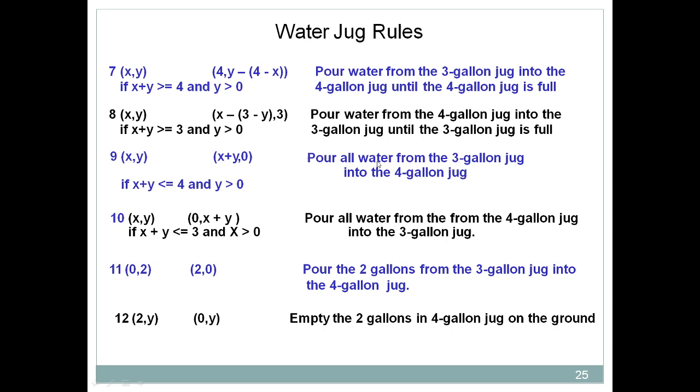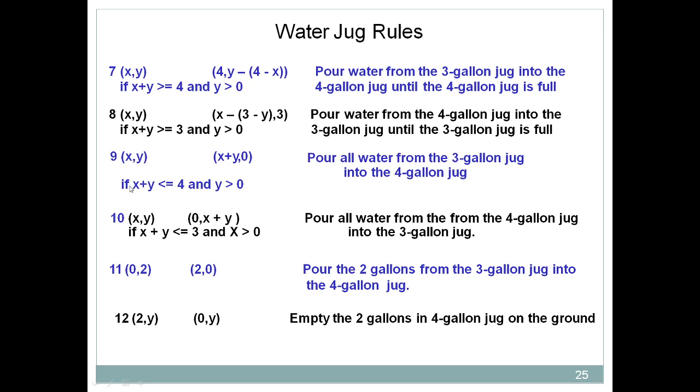Pour all water from the 3 gallon jug to the 4 gallon jug. In this case, the initial state is again x, y. What will be the final state? Pour all water from the 3 gallon jug to the 4 gallon jug, that means x plus y. You are transferring all the water, that's why you get x plus y and y becomes 0.